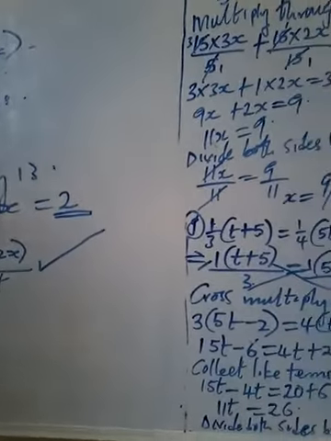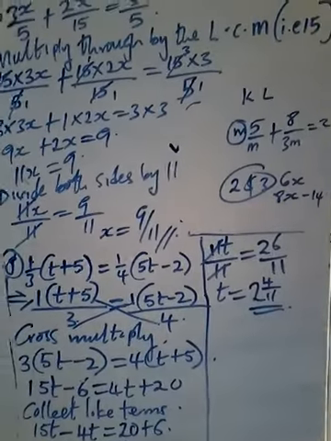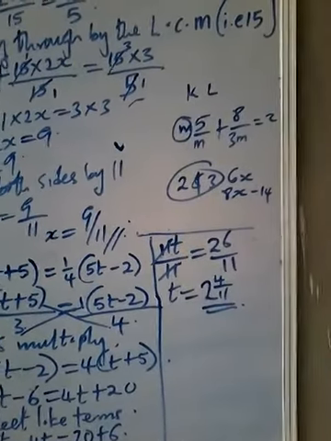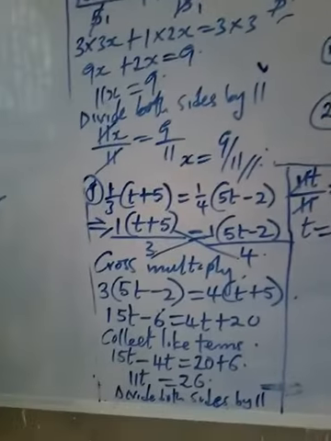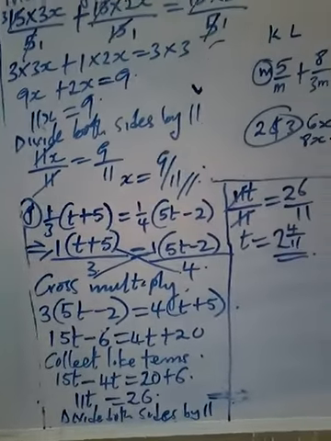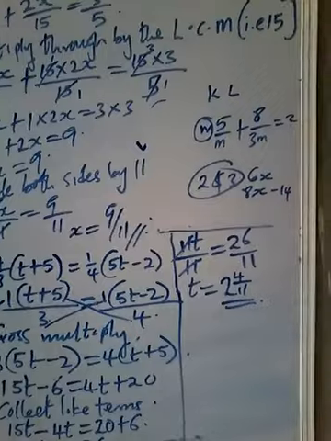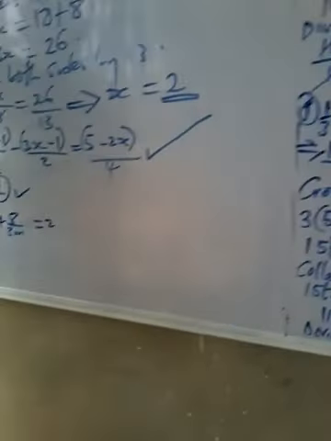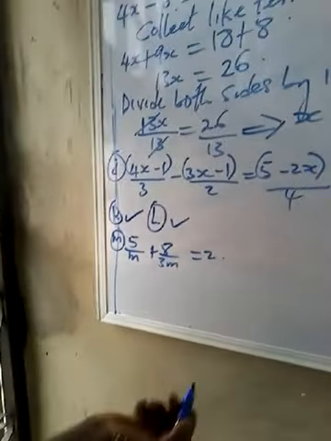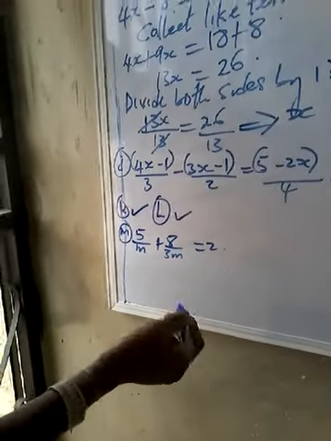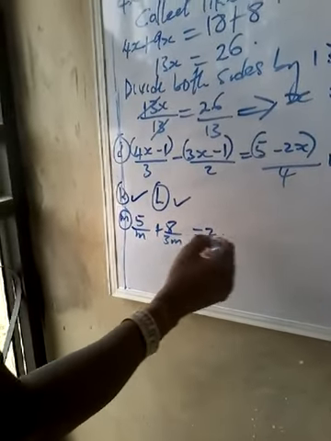Your question in MC: 5 all over m plus 8 all over 3m is equal to 2. What you do here is multiply through by the LCM, just like we have been doing. And it's not hard to find the LCM of this.